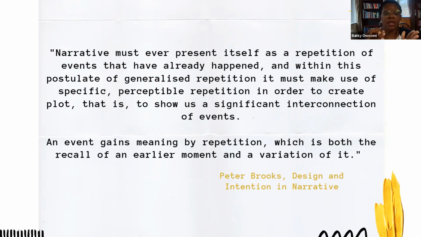So then there are now events within it. So the events, the little parts of the story, which is what I showed last week on the hero's journey, the different steps along the journey of the hero. So when this event is repeated, then it gains meaning. And that repetition, the event, the meaning, is both the recall of an earlier moment and a variation of it. Sounds a bit confusing. What essentially it means is, as you're telling the story, you are changing it.